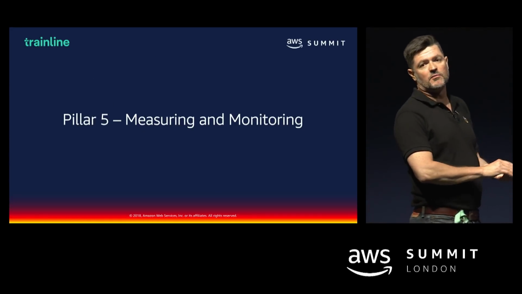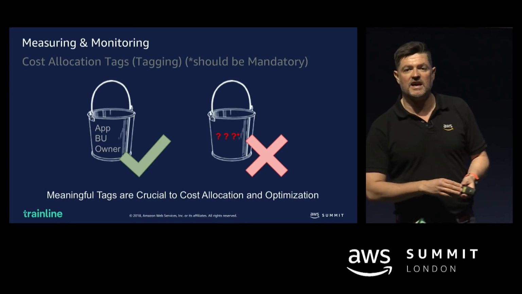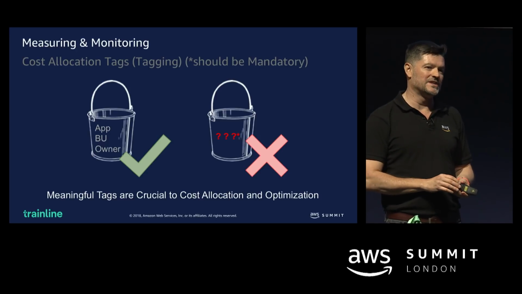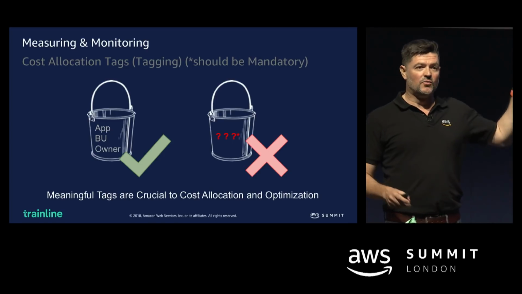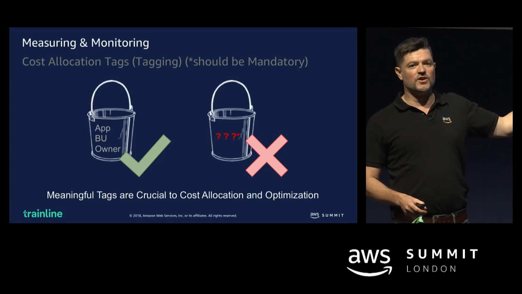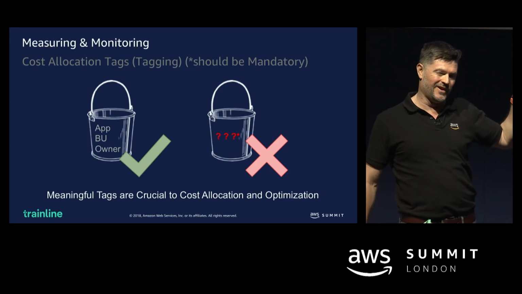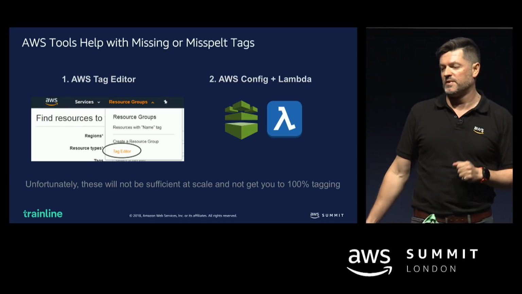Pillar 5, measuring and monitoring. So when we look at measuring and monitoring, we've got cost allocation tags. Cost allocation tags is first and foremost in cost optimization and monitoring your environment. Make sure your tags are relevant. Richard as a tag is kind of intuitive, but if you've got production, dev, and test workloads and they're all called Richard, you know what, it's not really going to be relevant. So tagging is a great place to start, great place to optimize.